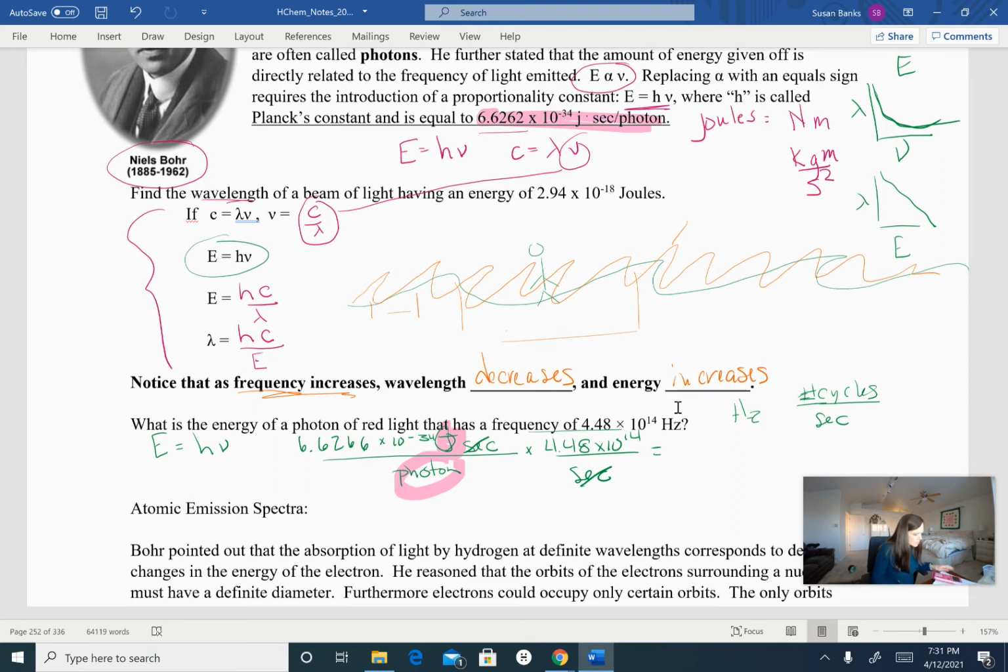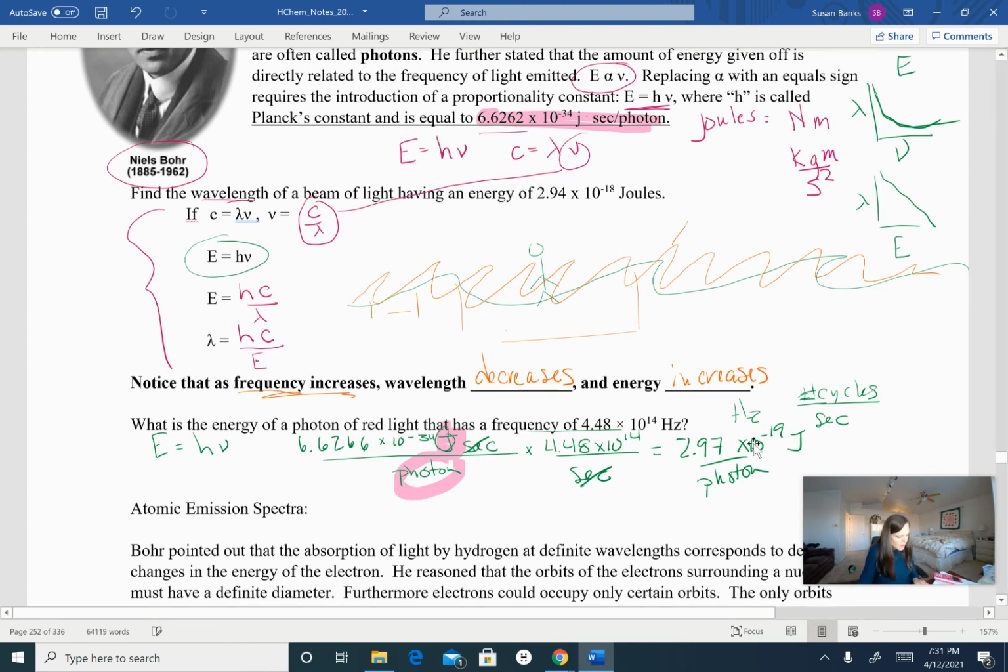Okay, so we get 2.97 times 10 to the negative 19th joules per photon on this because the seconds cancel out. Okay, notice the amount of energy that we get off of these is really, really small. And we would expect that because photons are super, super small.